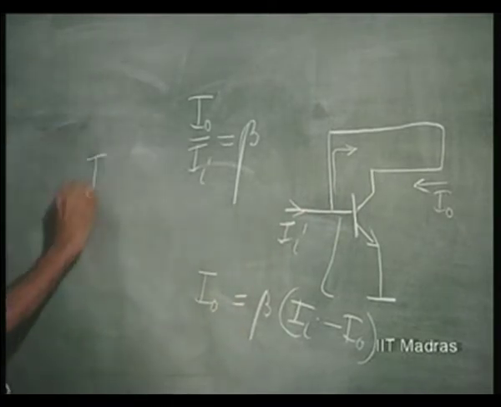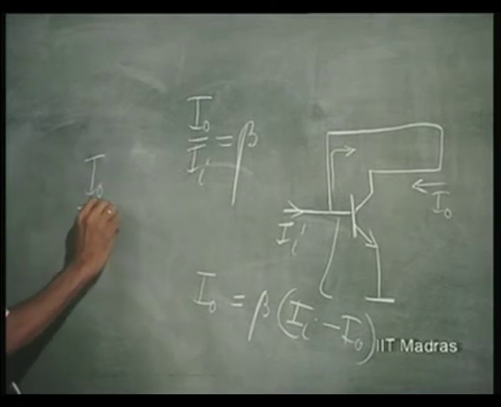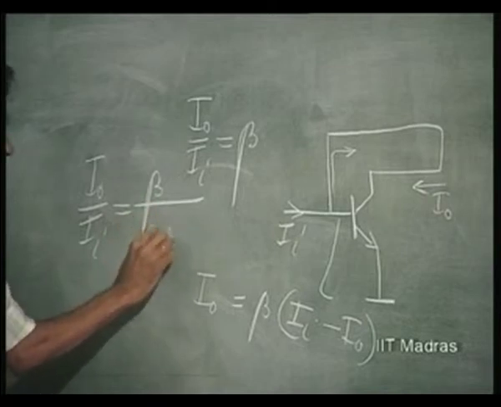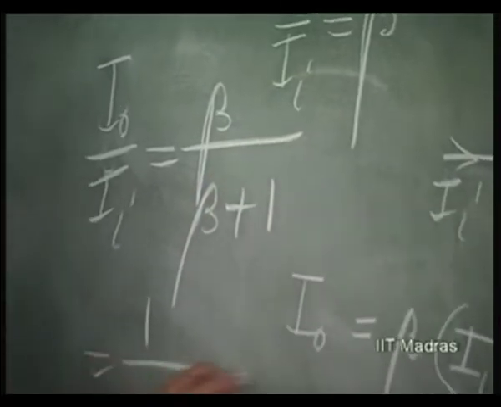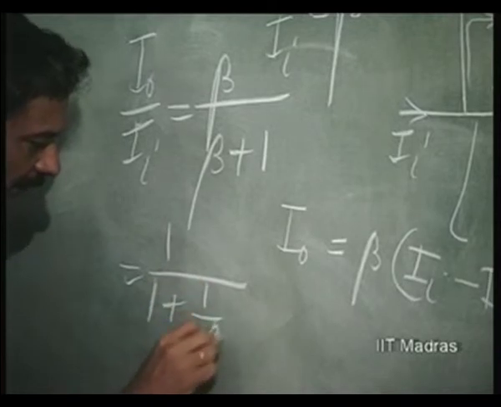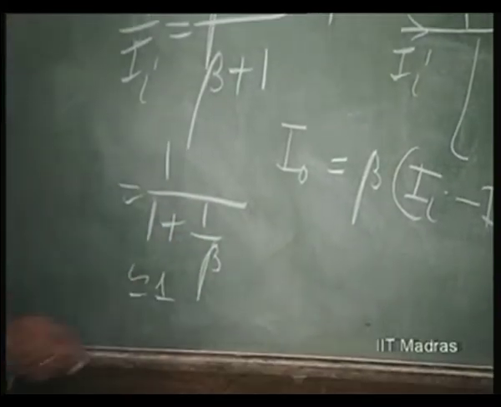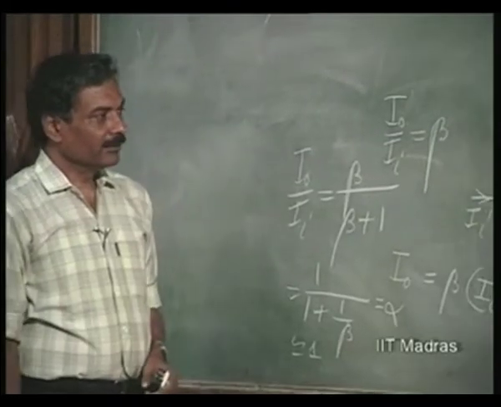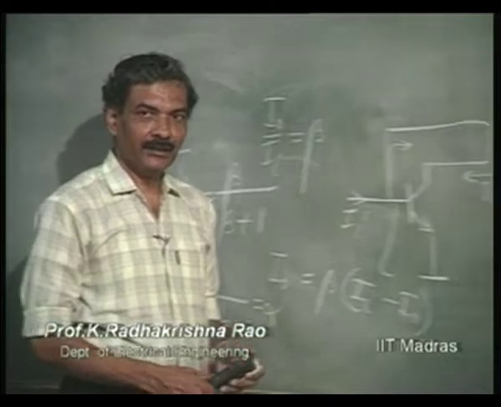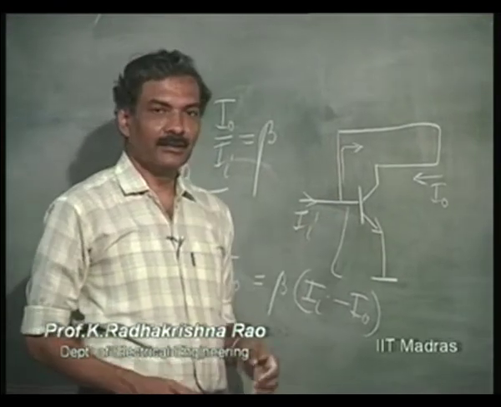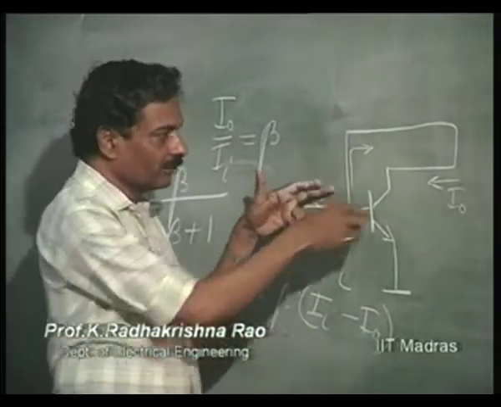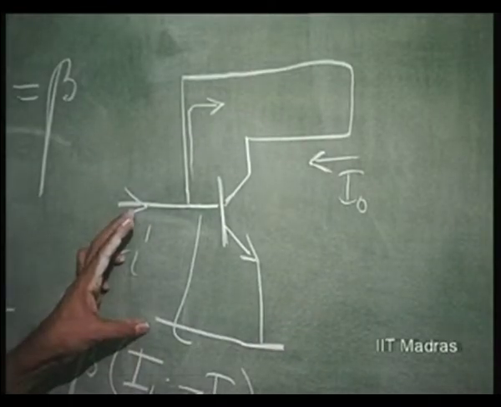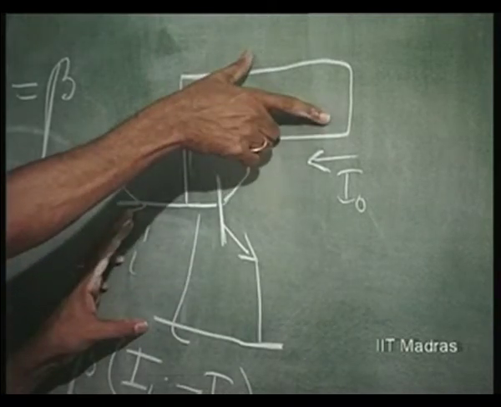That means I naught by II is equal to beta divided by beta plus 1, or 1 by 1 plus 1 over beta, which is very close to 1, which is actually speaking equal to alpha, right. So, you can see this structure, if you consider only in terms of currents, this is the input terminal for the current, okay, this is the output terminal for the current.